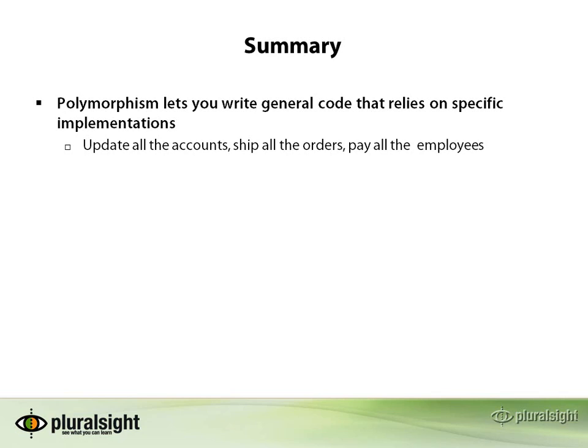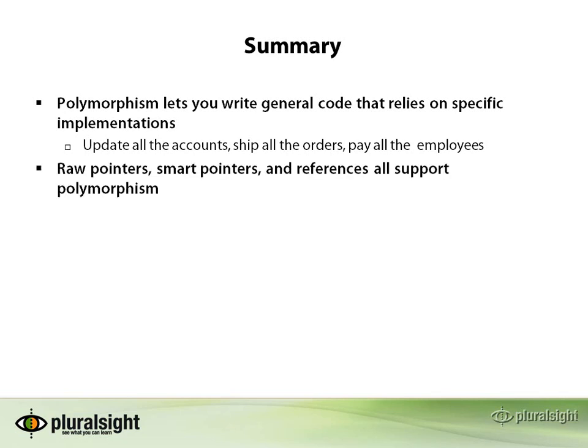And they'll call methods through the pointer, very general methods that are defined in the base class, like update or ship or pay. But the implementations that run will be the specific methods for updating a checking account or updating a savings account, for shipping a rush order or shipping a regular order, for paying a part-time employee or paying a full-time employee. They'll have very different implementations, but thanks to polymorphism, your calling code stays really nice and general. Take that bank account pointer and call its update method.